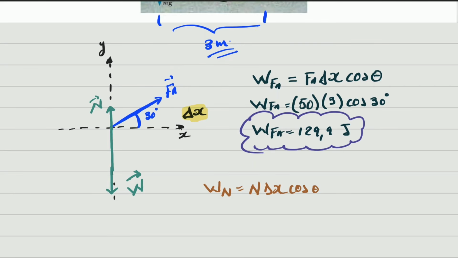Okay, so now this theta is not the 30. This theta is the angle between the normal force and the displacement. Okay, now if we go here to the free body diagram, please note the angle between the displacement, which is the x, and the normal force is 90 degrees. This angle here is 90 degrees. Okay, and if we go to the displacement, it is also 90 degrees.